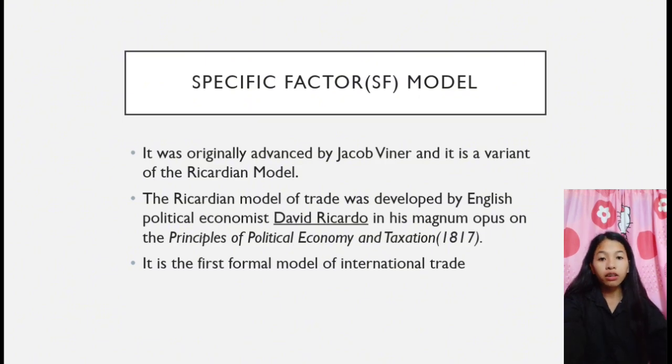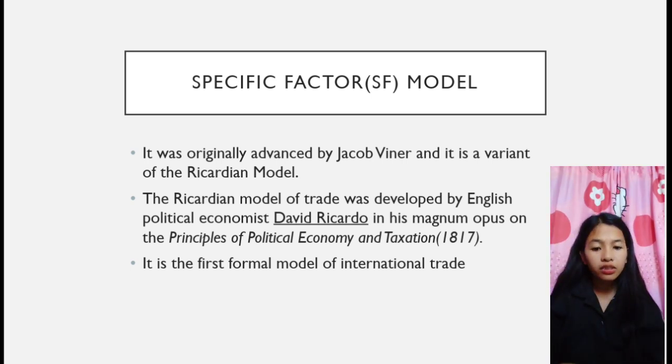Let's proceed to the specific factor model, or SF model. It was originally advanced by Jacob Viner, and it is a variant of the Ricardian model. The Ricardian model of trade was developed by English political economist David Ricardo in his magnum opus, On the Principles of Political Economy and Taxation. The specific factor model is the first formal model of international trade.